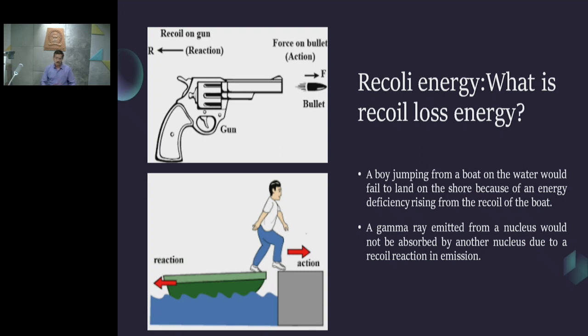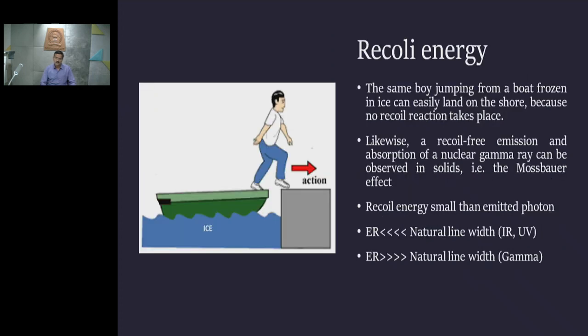Similarly, it would happen in this spectroscopic tool. What happens actually? The gamma ray emitted from the nucleus would not be absorbed by another nucleus due to this recoil reaction in its emission process. So it is not possible for Mossbauer spectroscopy to occur. This problem was identified by Rudolf Mossbauer, and how did he overcome it?